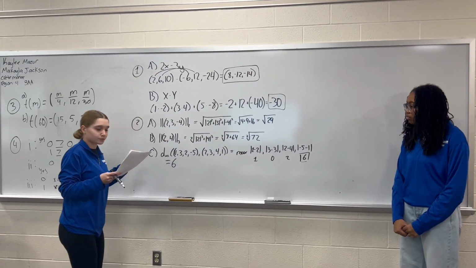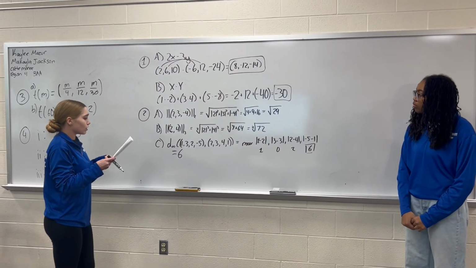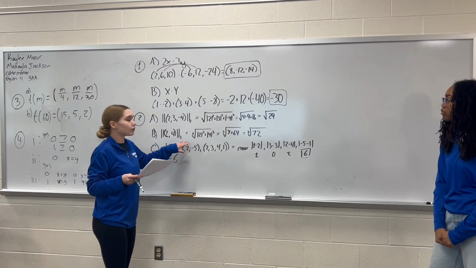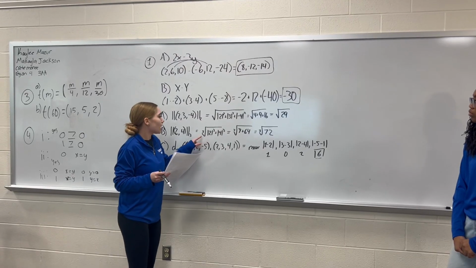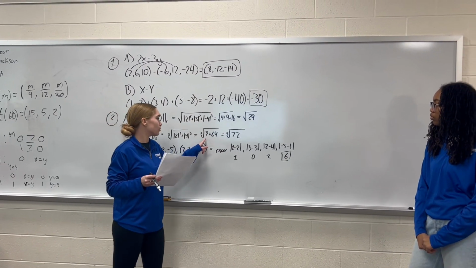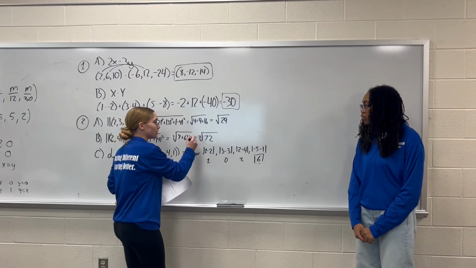Moving on to B, we have a norm on R cubed of 2 and 4. And so for that one, you would just take the cube root of the absolute value of 2 cubed plus the absolute value of 4 cubed, which comes out to the cube root of 8 plus 64, which comes out to the cube root of 72.